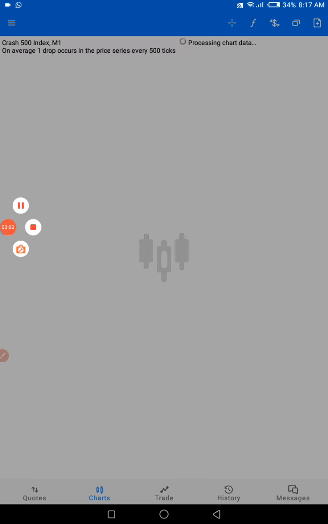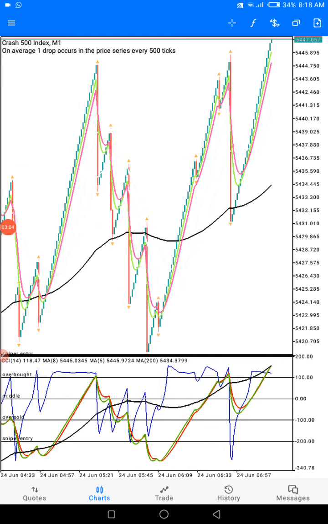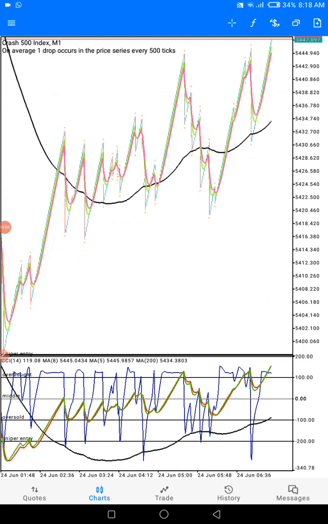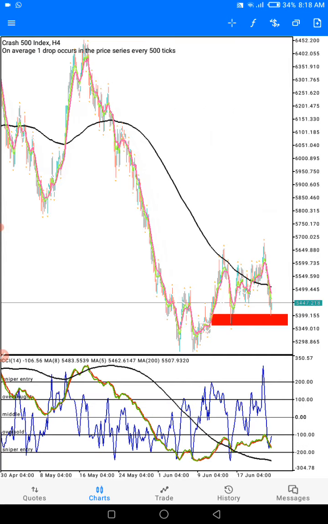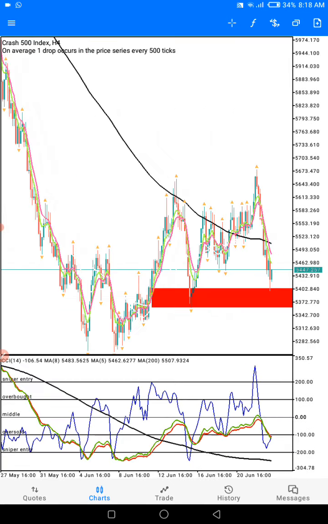Yeah, the lower time frame. Now this is how the trend has been on the lower time frame. This is the 1 minute time frame. It is on a rough trend, buying and selling at the same time, and that is what we have on the higher time frame. Like I said, it's currently on a support zone. This is the support zone, so you have to watch out for Crash 500 today. It is going to buy, sell, buy, sell, buy, sell.